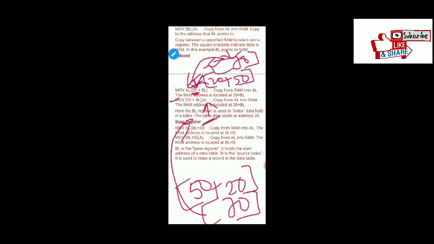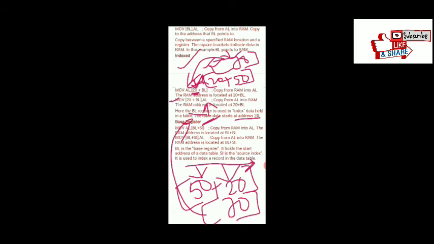BL is your base register, and it holds the starting address of the data table, that means source index. Source index means it uses the index records from the data table. So the addition of these two, whatever may be the content, that is moving, as in the case of an index register, to perform the same operation. Here the base register is used, and here the index register is used.